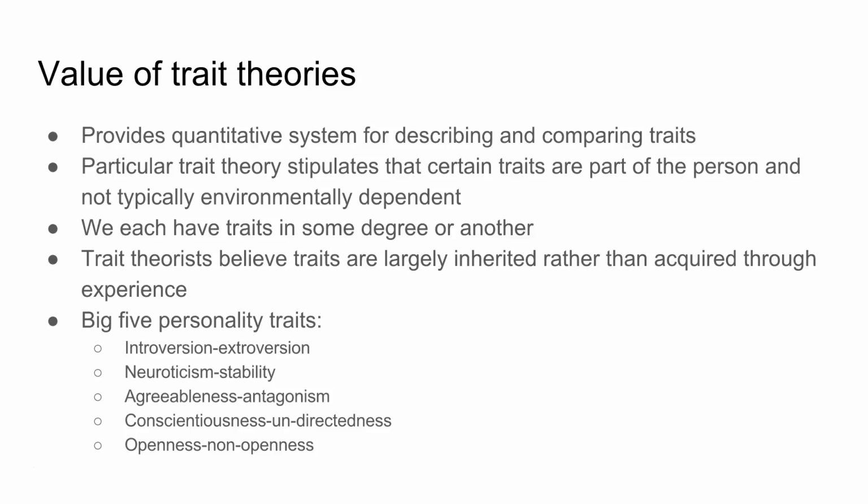And so what trait theory does is it suggests that there are certain traits that are part of a person that are not environmentally dependent. That is, that there's some genetic reason for this. And we each have traits to some degree or another. So it's not like you're completely absent or completely missing one trait. It exists, but maybe in different degrees than it may exist in somebody else.